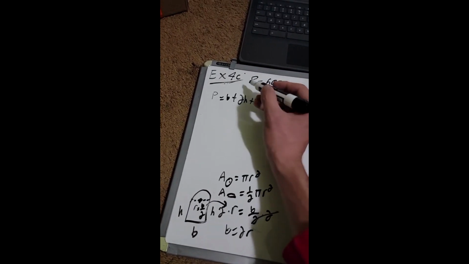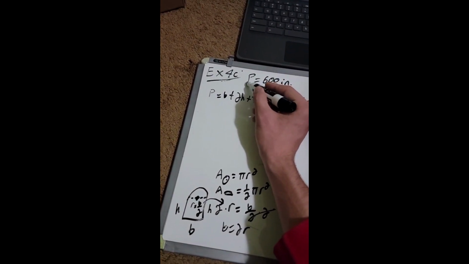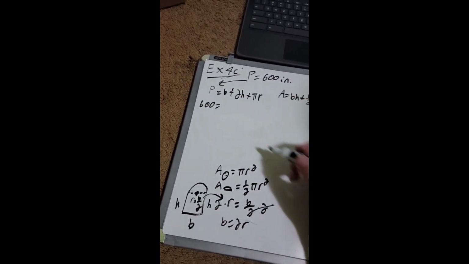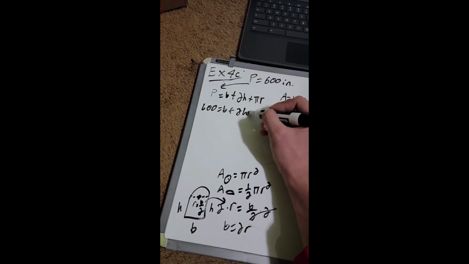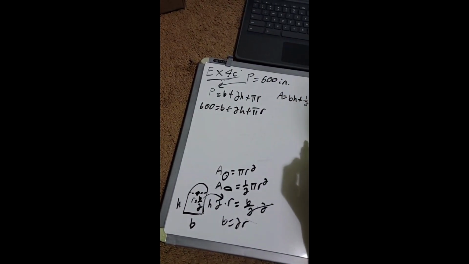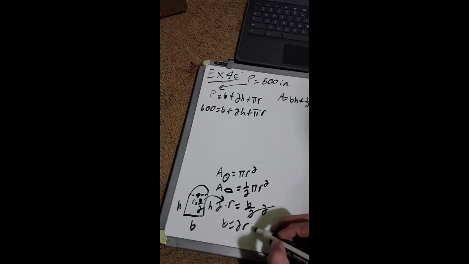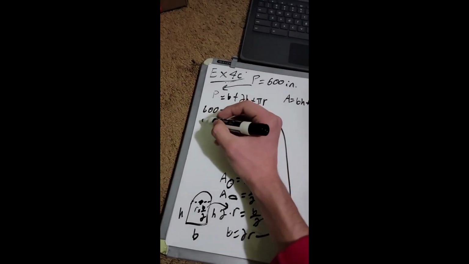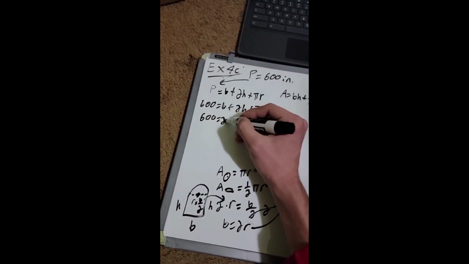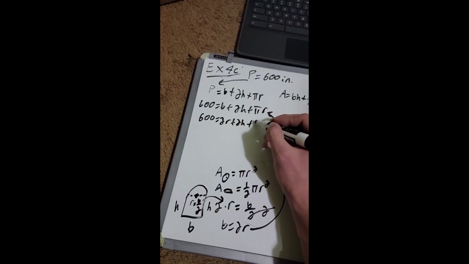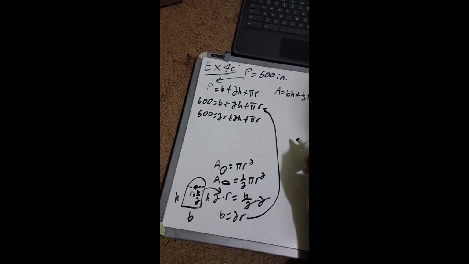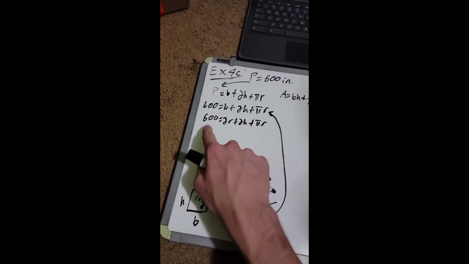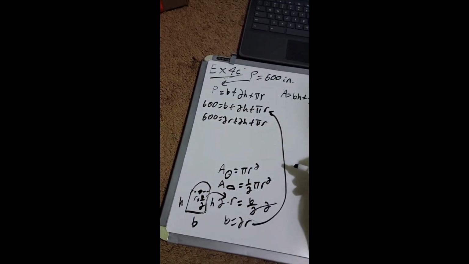Now we can plug in p and get 600 equals b plus 2h plus pi r. Okie dokie. We can get b in terms of r. So 600 equals 2r plus 2h plus pi r. Neat. But we have 600 equals like this mess.